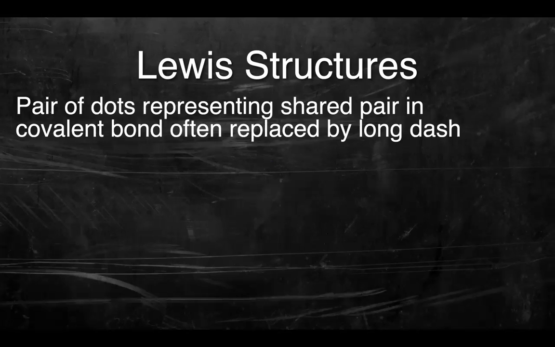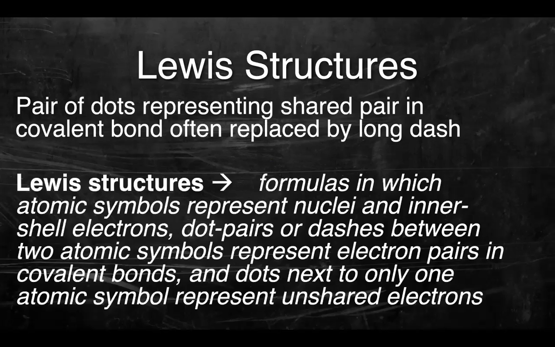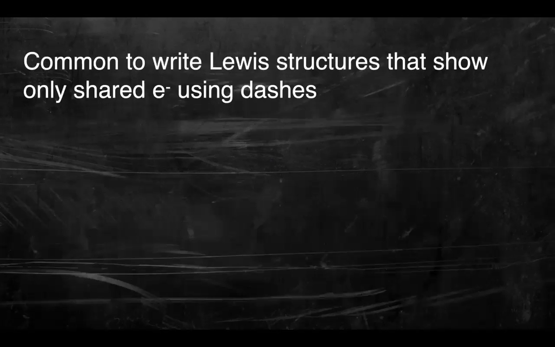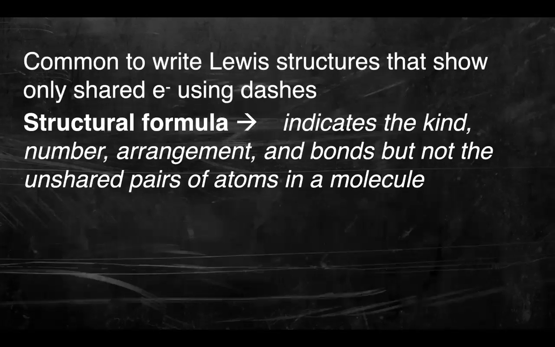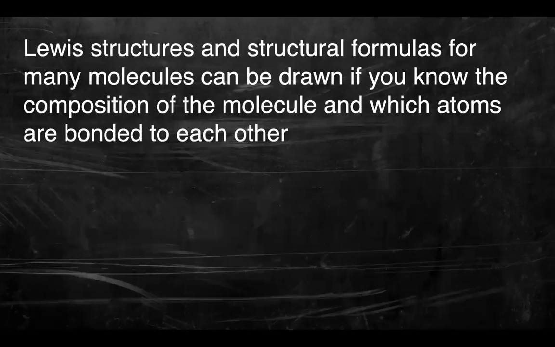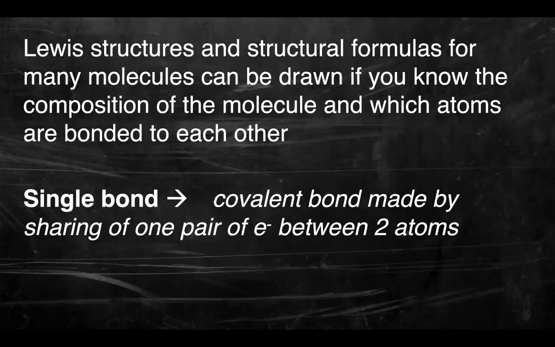Okay, so like I said, when you have a pair of electrons that are being shared in a covalent bond, you're going to use a long dash. And then you're going to have what are called lone pairs, which are electrons that belong just to that atom. Okay, right. So here's examples of structural formulas. All right, let's get to the procedure.